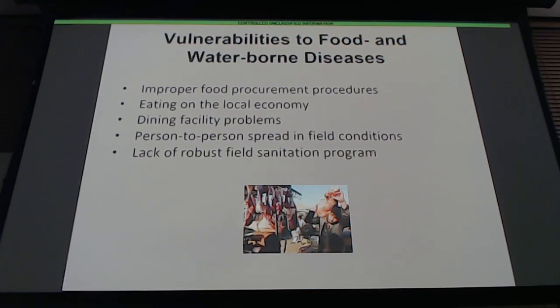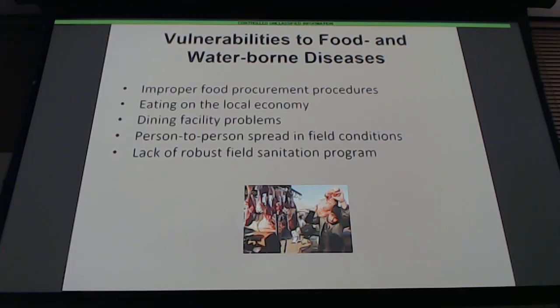Okay, so food and waterborne diseases. Nothing we don't already know, right? Proper food procurement procedures. Not taking care of your water, definitely bad. Drinking water off the local economy that's not bottled, pretty bad. Right? We want to stick to something that we know is good. Eating on the local economy. Now, my take on this as a lieutenant, when I got deployed, they're like, hey sir, can we eat here? I'm like, I've got a bunch of sick folks, sure, why not? Right? Probably not the right answer, right?